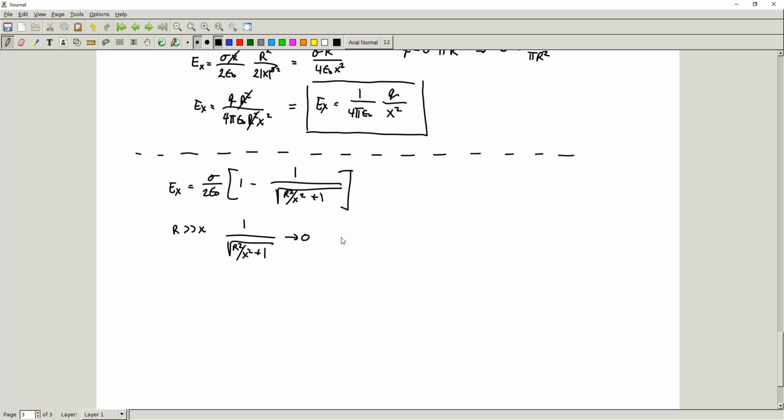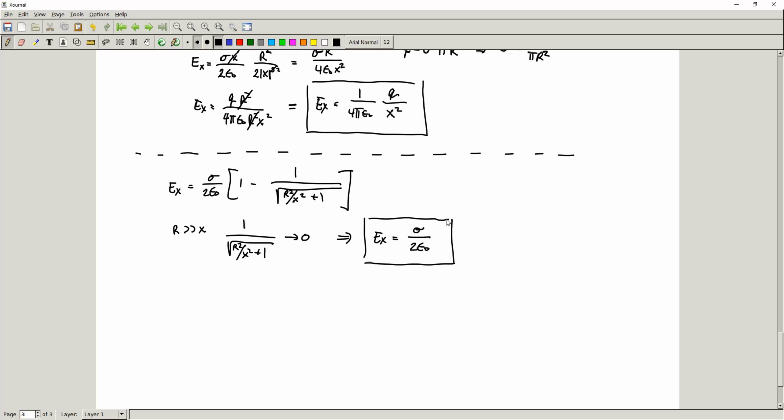And so what does this mean? Well, this means that our Ex is going to go to sigma over 2 epsilon naught. This is a very important result. This is the result for the electric field outside of an infinitely charged plane that you're sitting next to.